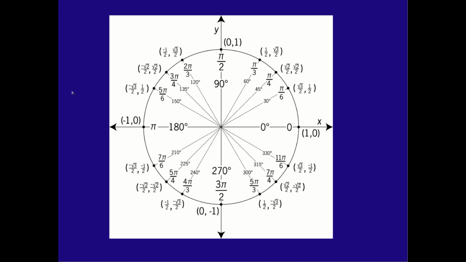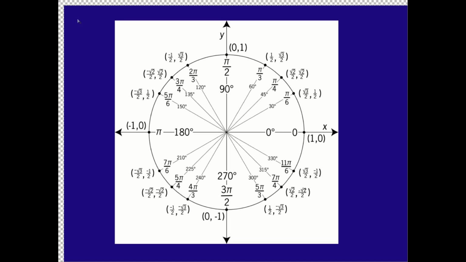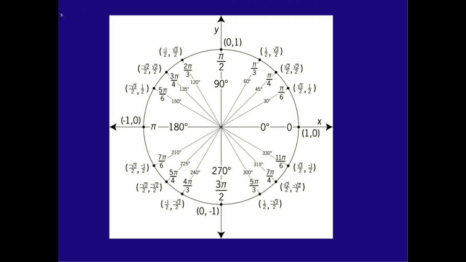As you probably already know, the x value on the unit circle is going to be the cosine value, and the y value is going to be the sine value. That'll be important in a few seconds. So let's go ahead and take a look at our first example here.